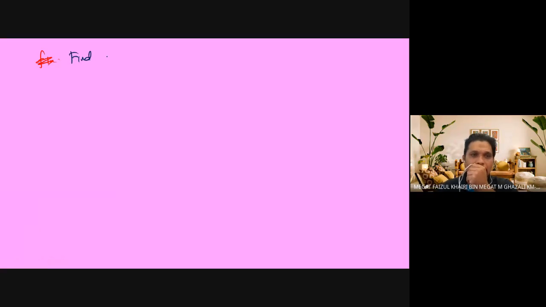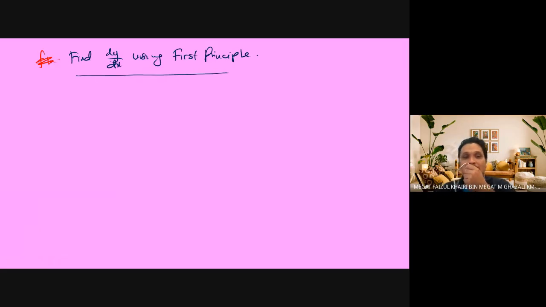Find dy dx using first principle. So this is a question in general. I give you a few questions as an exercise for this afternoon. As we know, the function f(x) we may also write as y, because once we substitute the x into the function f, we may plot and find the value of y. That's why we can plot x and y on this axis.